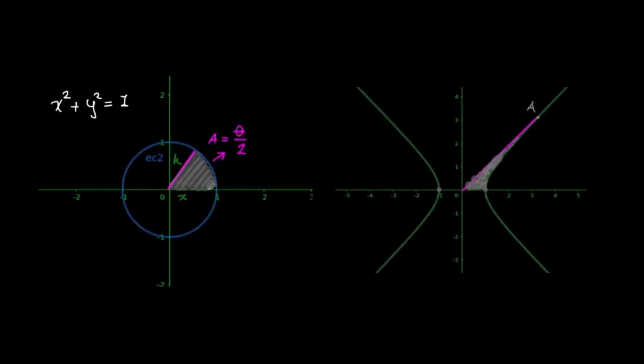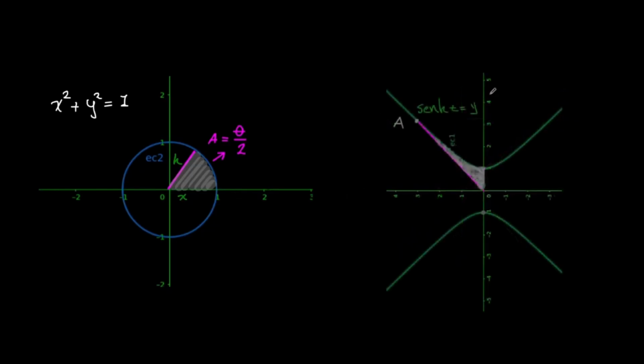To make these two areas equivalent, we need to integrate this function up to point A, which we already know is the hyperbolic sine of t. We also need the base, which is the hyperbolic cosine of t, and we'll soon see why.